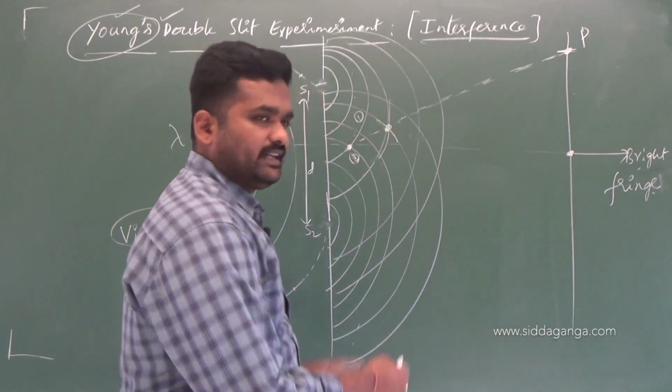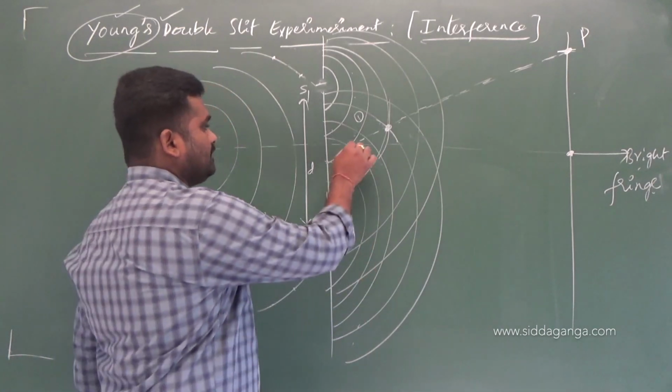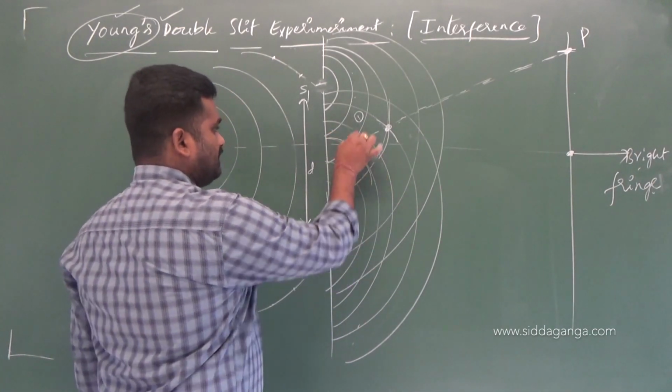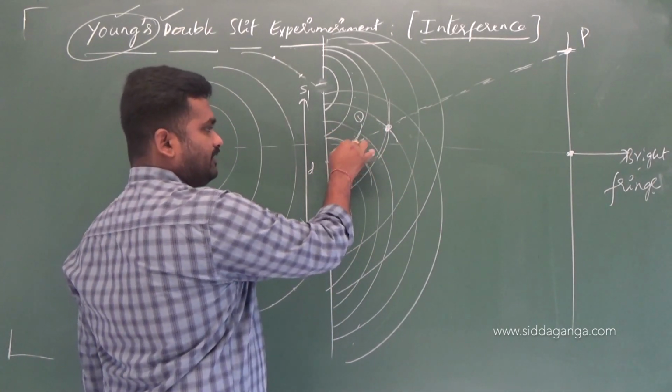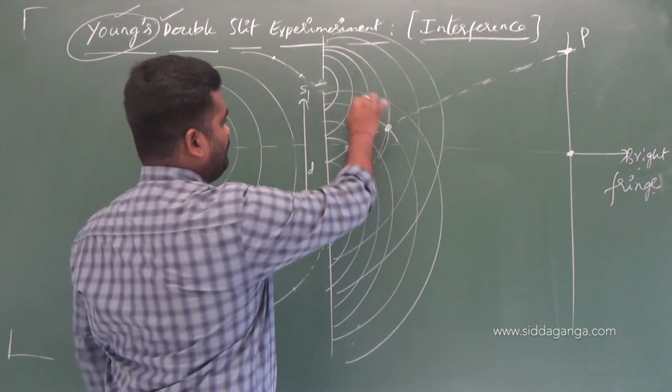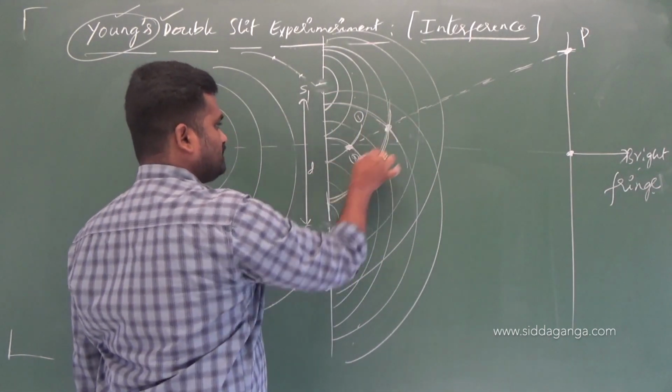Just as an example I am taking here, if a wave from this one and a wave from this one interfere at this point, and a wave from the first source and a wave from the second source interfere at this point.